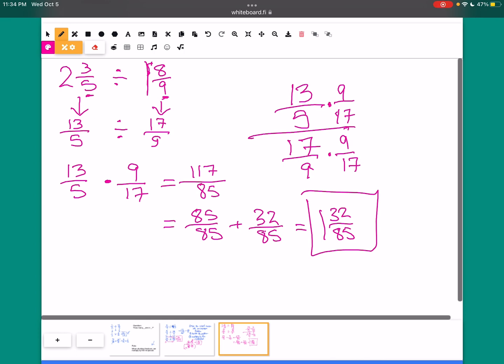And 32 85ths, that's about a third. 33 99ths, I think, would be about a third. So is this reasonable if I'm looking at 1 and a third? This is 1 and 8 ninths, which is almost 2, and 2 and 3 fifths is a little over 2. So are there about 1 and a third 1 and 8 ninths in 2 and 3 fifths? Probably. Seems like it's reasonable.